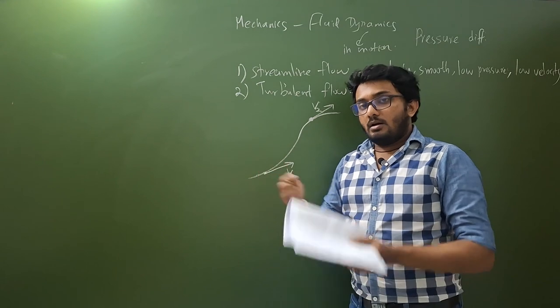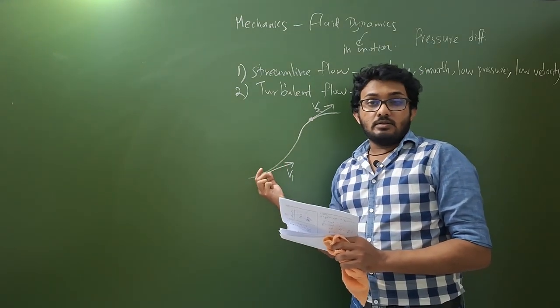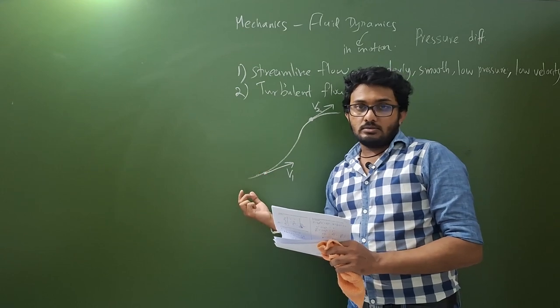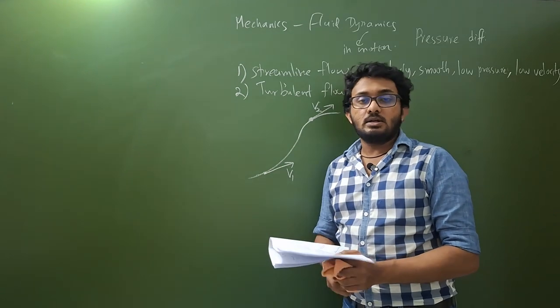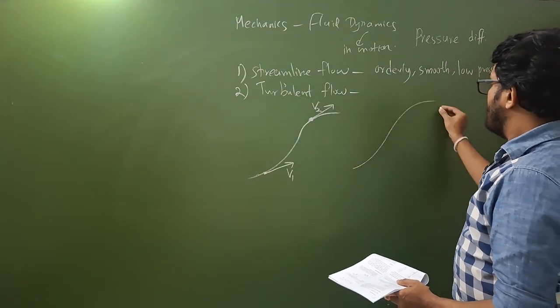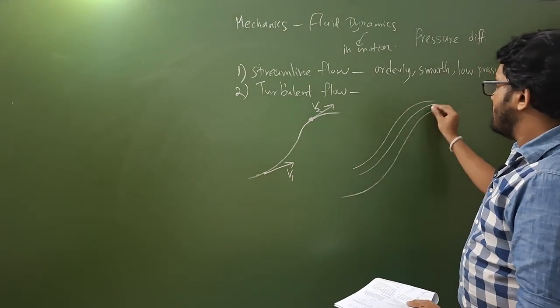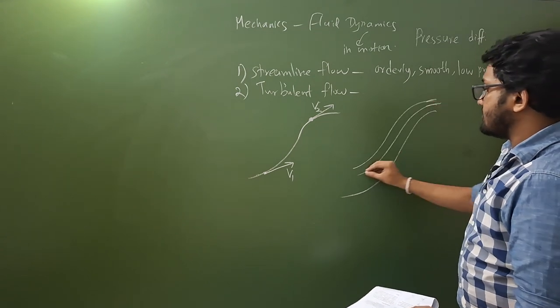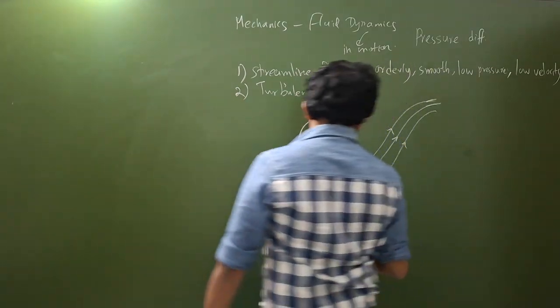When we take a flow, there is not only one particle. There are hundreds, thousands or millions of particles. So we can take many streamlines when we consider a flow like this. So this is the direction of the fluid flow.